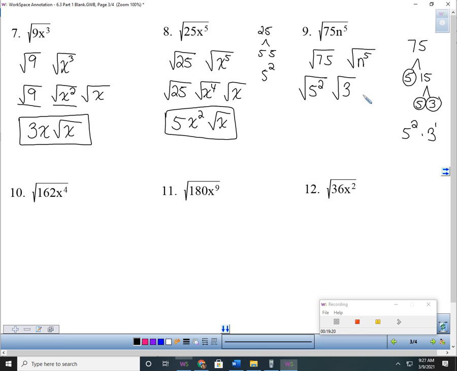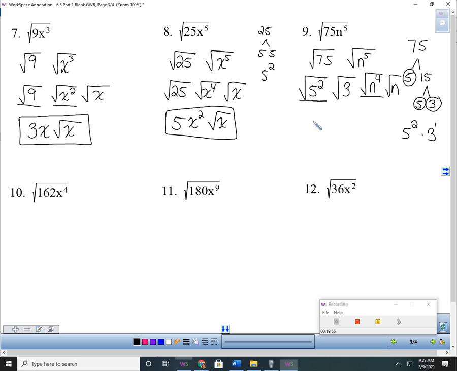Now we do the variable. So n to the 5th will not divide by 2, correct? So I'm going to take and split it up. What is the biggest number that's smaller than 5 that will divide by the 2? That would be n to the 4th, and that leaves an n left over. So before you start square rooting things, identify the ones that are your perfect squares, right? That would be the 5 squared and the n to the 4th. And do those first.